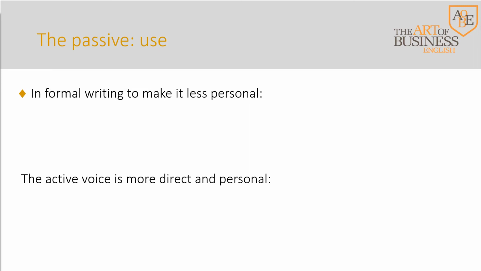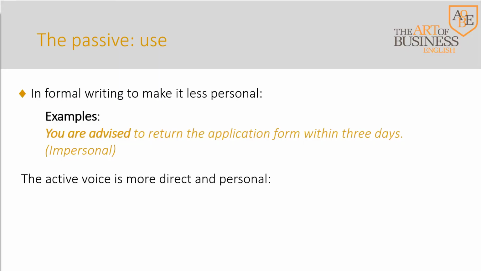Okay, now let's look at the next one, formal writing. To make it less personal, we also use the passive. When we are writing our reports, generally they're formal documents, so we want to make them sound more professional by being less direct, so more indirect and more impersonal. For example, you are advised to return the application form within 3 days. Okay, so that's quite impersonal. No one is specifically telling you to do it, it's just that you are advised. I'm not saying I'm advising you to do it, okay? So you make it more impersonal, therefore it becomes more formal and sounds more professional, more serious.